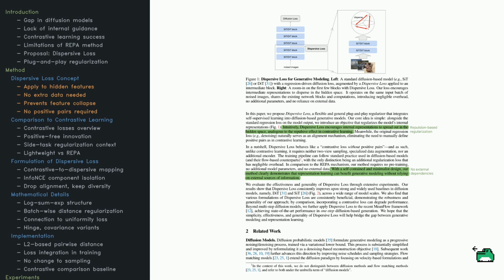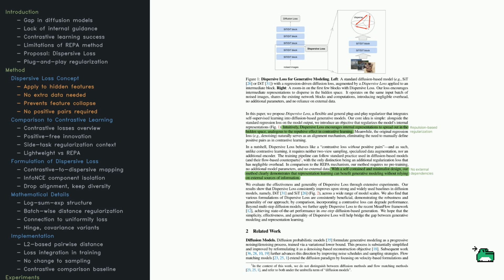Take a look at Figure 1. On the left, you've got the usual stack of model blocks trained on noisy images. Now notice one of those middle blocks. That's where the dispersive loss kicks in. And on the right, you see what it's doing. The hidden features, represented by red arrows, are spreading away from each other instead of clustering.